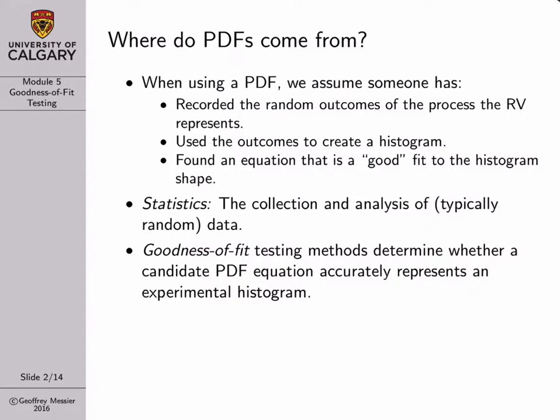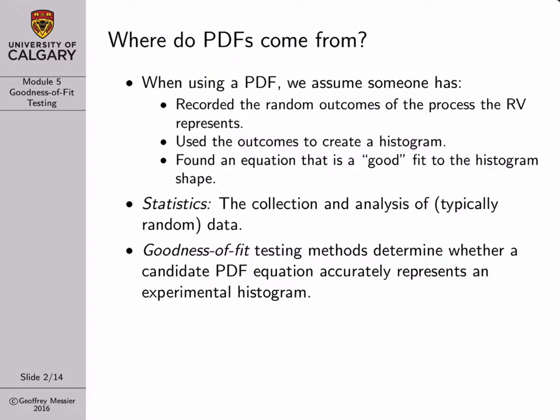This module is going to, in a way, deviate from the main theme of the class and talk about a little bit of experimentation, or basically how do you come up with your own PDF equation if you happen to find yourself working with experimental data. And this is a deviation because this is squarely in the domain of statistics. And in general, this is not a statistics class. This is a probability and stochastics class.